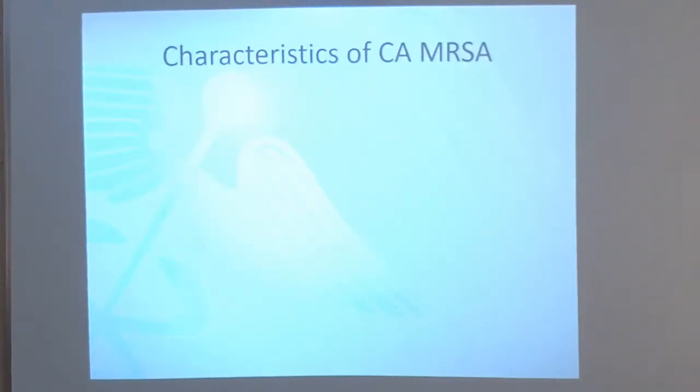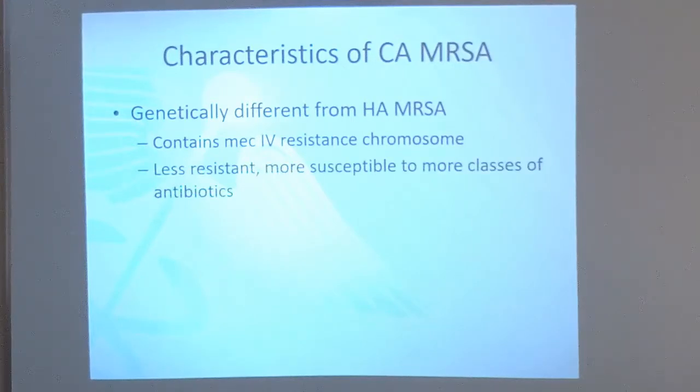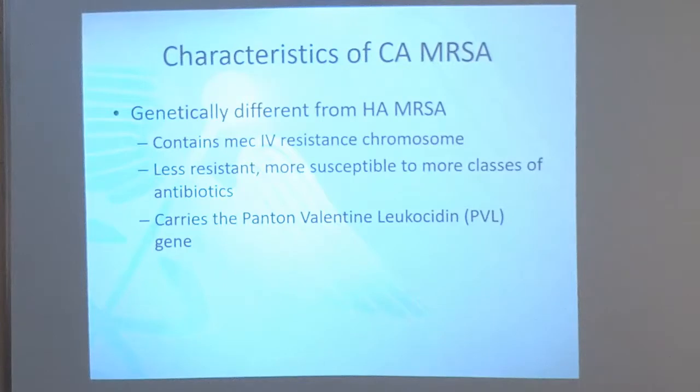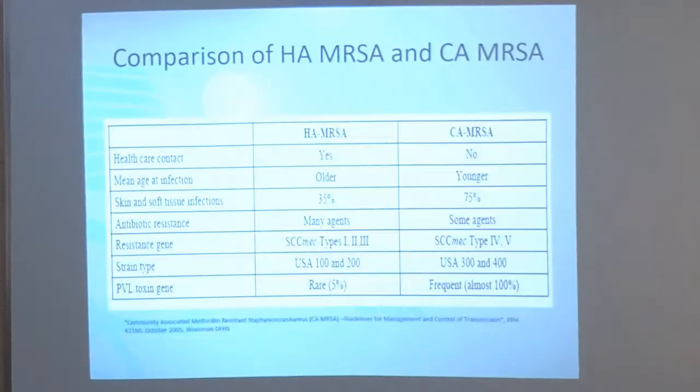What are the characteristic features of this community acquired MRSA? Genetically, they differ from the hospital acquired or healthcare associated MRSA because they contain the SCCmec type 4 resistance chromosome, and they are less resistant as compared to HA MRSA, and they are more susceptible to different antibiotics apart from methicillin or related ones. Then they also carry a gene known as PVL, Panton-Valentine leukocidin, which allows production of necrotizing cytotoxins, which are responsible for increased invasiveness of the organism.